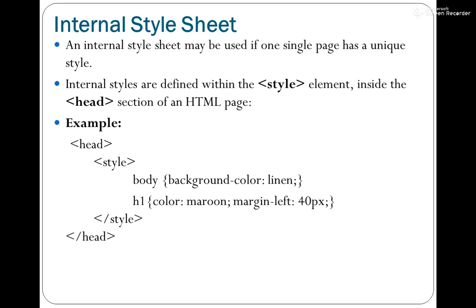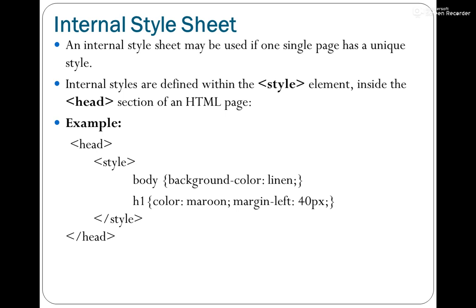So we just now saw that when there is a single page which is uniquely styled, it is better to use the internal type of CSS, right? When you use internal CSS, you have to use a style tag, and this style tag is generally placed in the head tag. The style tag is of a container type, so it has an opening tag and closing tag, and in this tag you have to write all the CSS syntax which we have earlier studied.